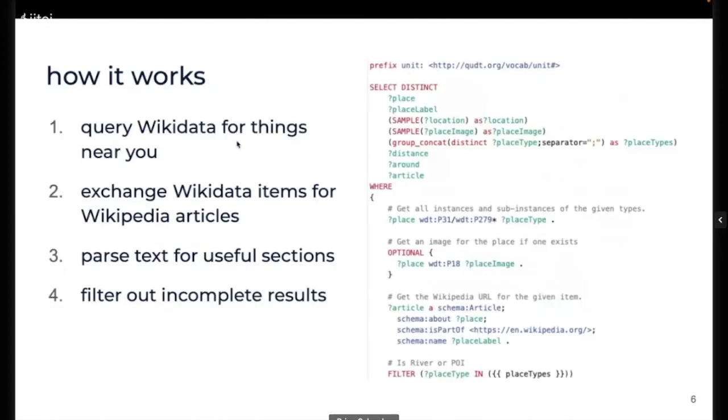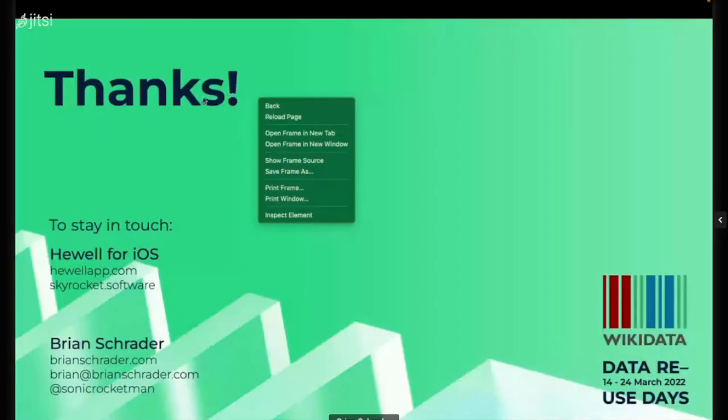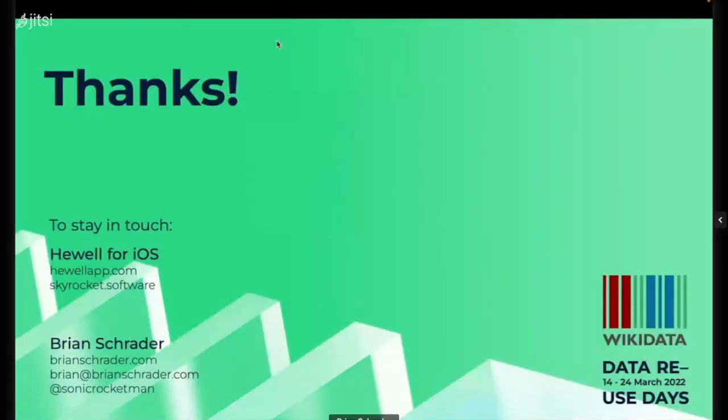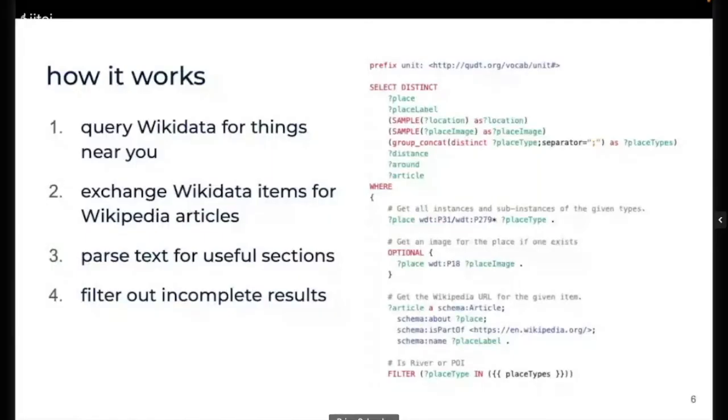So, a real quick dive under the hood. Basically, all it does is use a SPARQL query with the query service, and this SPARQL query is included in a bundle in the app and subs in a bunch of location data and stuff. It goes through and exchanges the Wikidata items for Wikipedia, and then parses out the various pieces of the text for the interesting sections that might be useful, and then filters out any results that don't have pretty much content or an image, because I need something to display. But I try to display as many incomplete results as possible, just to give as much context for the user.